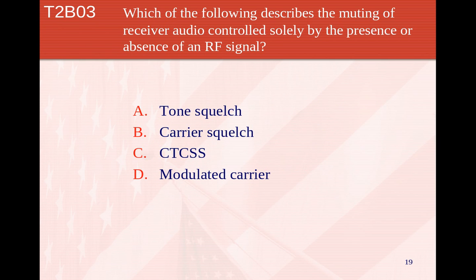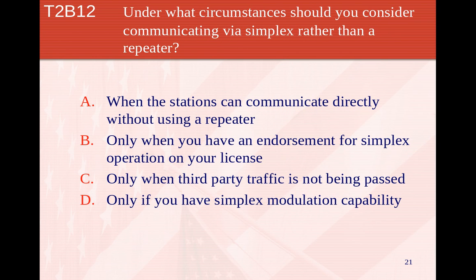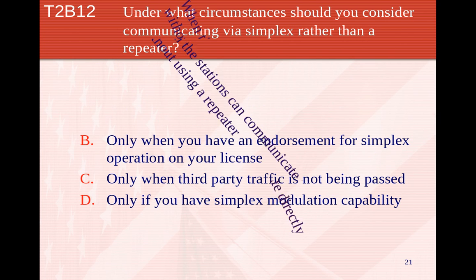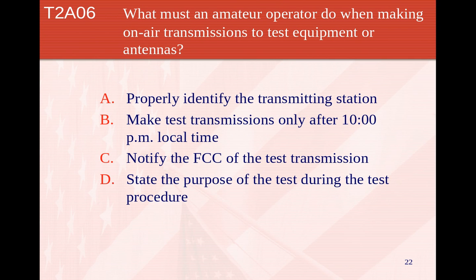Which of the following describes the muting of receiver audio controlled solely by the presence or absence of an RF signal? Carrier squelch. What is the term used to describe an amateur station that is transmitting and receiving on the same frequency? Simplex communication. Under what circumstances should you consider communicating via simplex rather than a repeater? When a station can communicate directly without using a repeater.